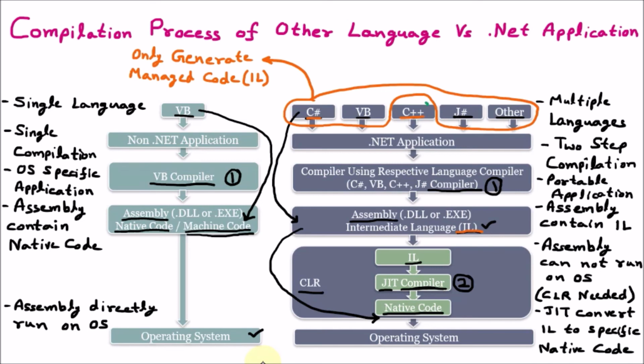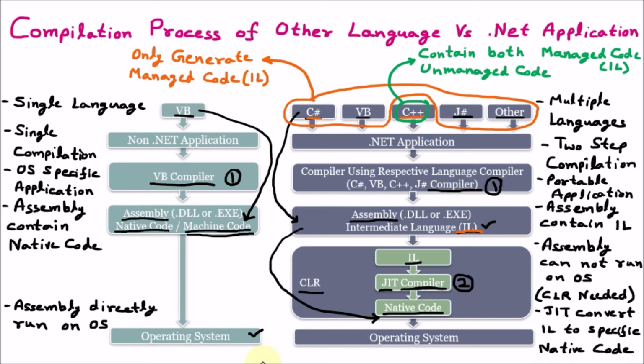If we talk about C++ here, C++ is mixed. We know that there is a huge market for C++. That's why only with C++, .NET gives one more extra feature: C++ can contain managed code as well as unmanaged code. Now what is managed code and unmanaged code? We know that managed code is the intermediate language, and what is unmanaged code? The native code or the machine code, that is called unmanaged code.